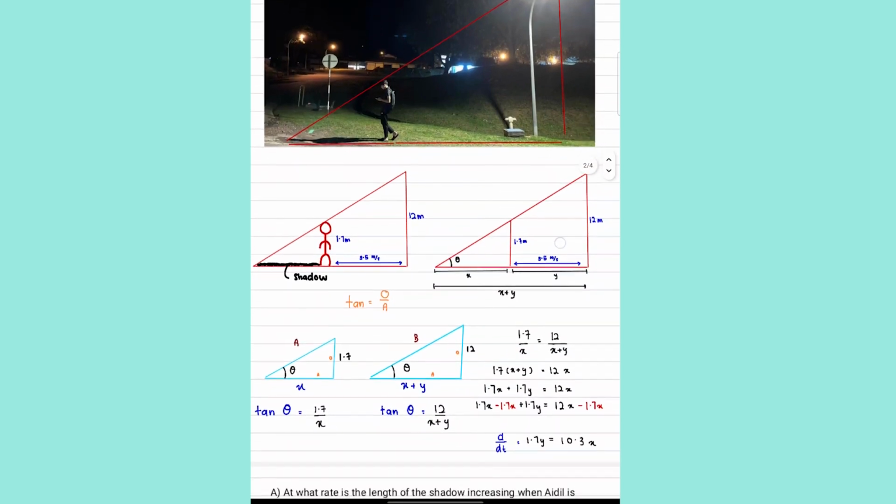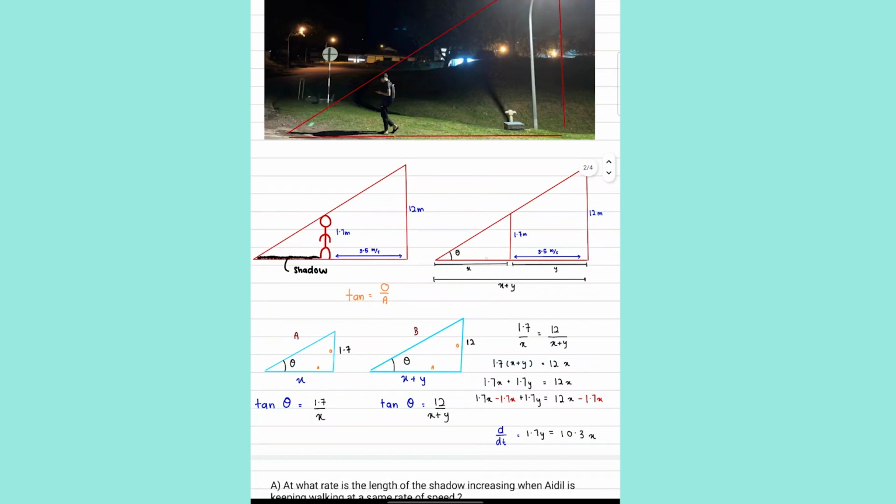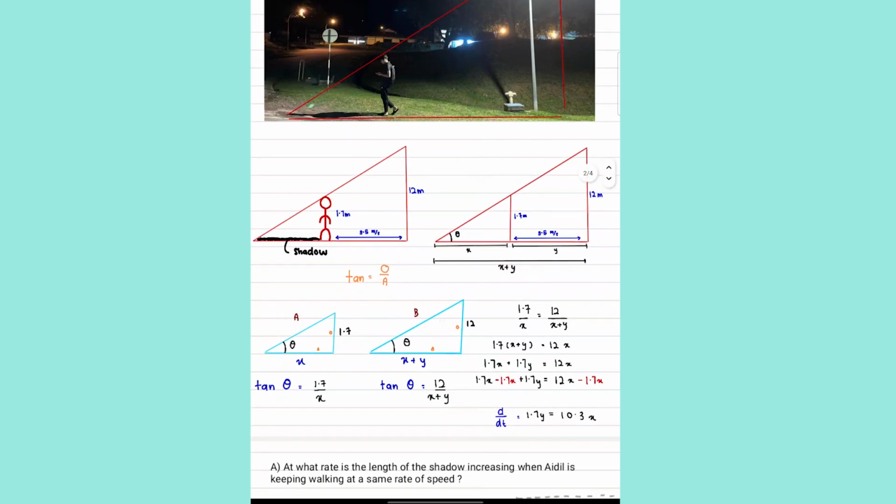Now we break these two triangles into two. The smaller one, we call it triangle A. Here we can use the trigonometric formula, which is tan. Tan is equal to opposite over adjacent. This is theta, and the opposite of theta is 1.7, and the adjacent is x. So tan theta is equal to 1.7 over x.